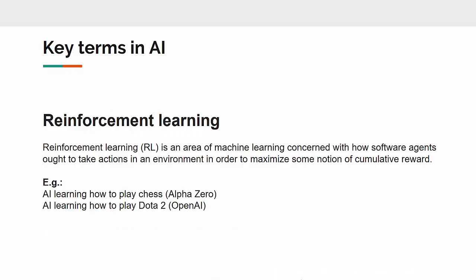Lastly, we come to the concept of reinforcement learning. The primary difference in the case of reinforcement learning is about how agents try to take actions in an environment in order to maximize some form of objective or reward. So for example, it could be AI learning how to play chess in the case of AlphaZero, or AI learning how to play a multiplayer game called Dota 2. The agent would be OpenAI.